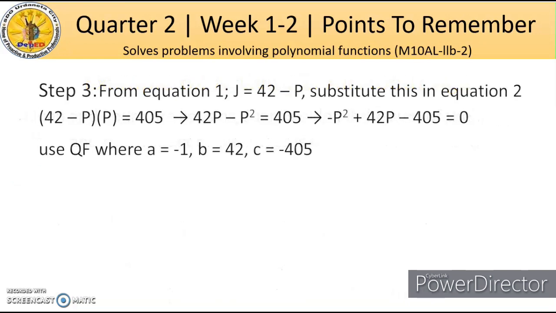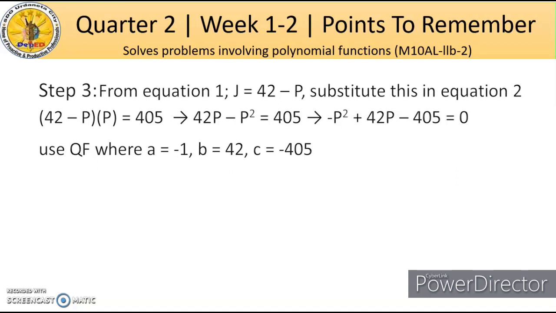Step 3. From equation 1, J is equal to 42 minus P. And substitute this in equation 2. We have 42 minus P multiplied by P is equal to 405. So we have 42P minus P squared is equal to 405. Writing it in standard form, negative P squared plus 42P minus 405 is equal to 0.